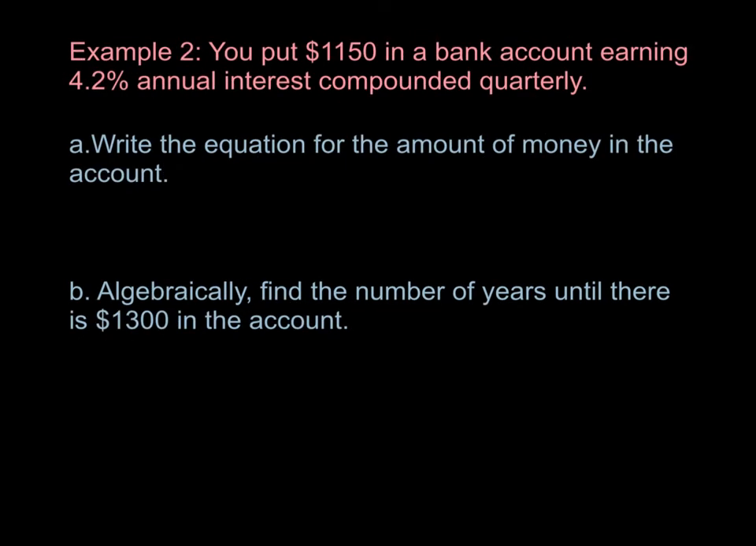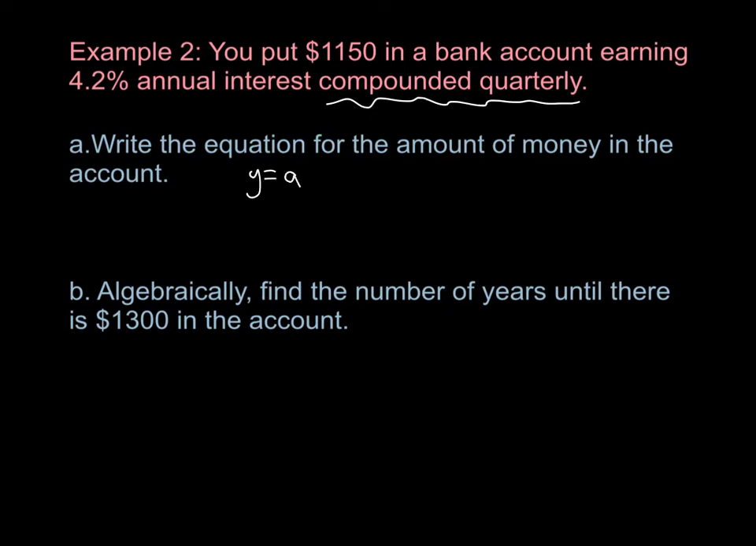All right, let's do one more example here. Example 2. You put $1,150 in a bank account, earning 4.2% annual interest, compounded quarterly. Obviously, I really hope that you notice right here that it says compounded quarterly. We need to use our compound interest equation. So, write the equation for the amount of money in the account.